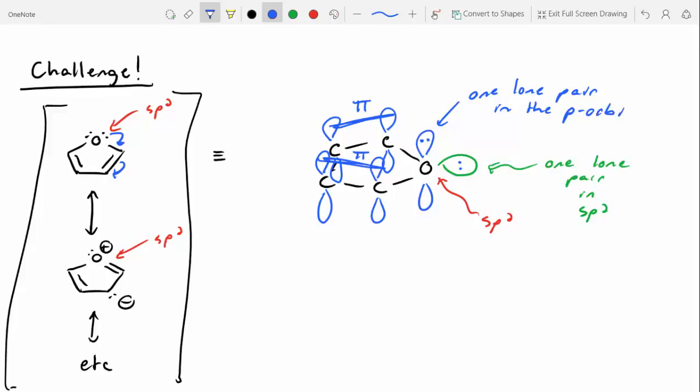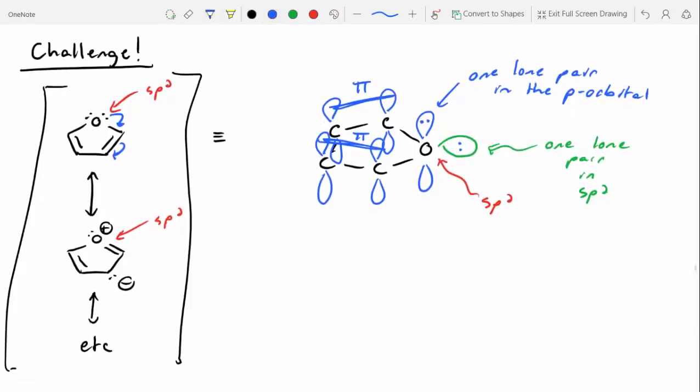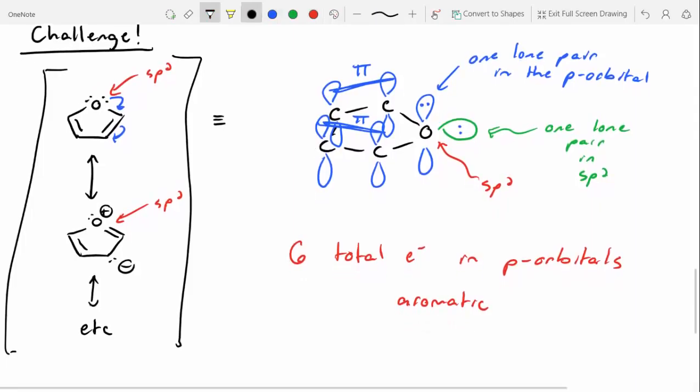To be aromatic, you have to have 6 electrons in your p orbital system, right? We don't look at sp2 lobes, we don't look at sp3 lobes, we only look at p lobes. So in this case, how many electrons do we have in our p orbital system? Yeah, 6 total electrons in p orbitals. That means that this is aromatic. All right, another kind of tricky one.